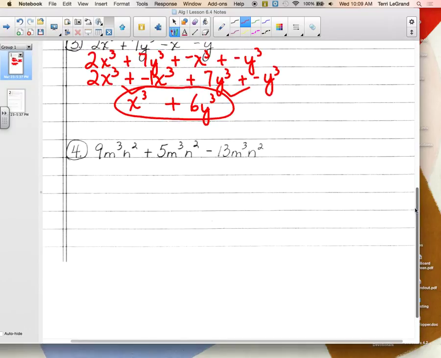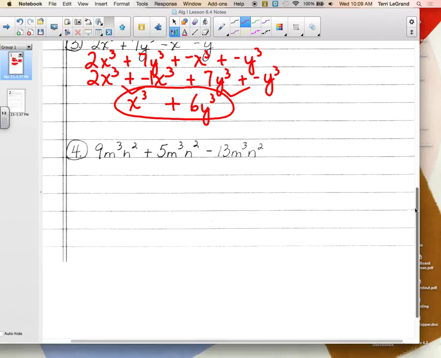What's the degree? The degree is 3, because each monomial has the same degree, right? So it's a degree 3 and it has 2 terms. So in reality, we would probably call this a cubic binomial.